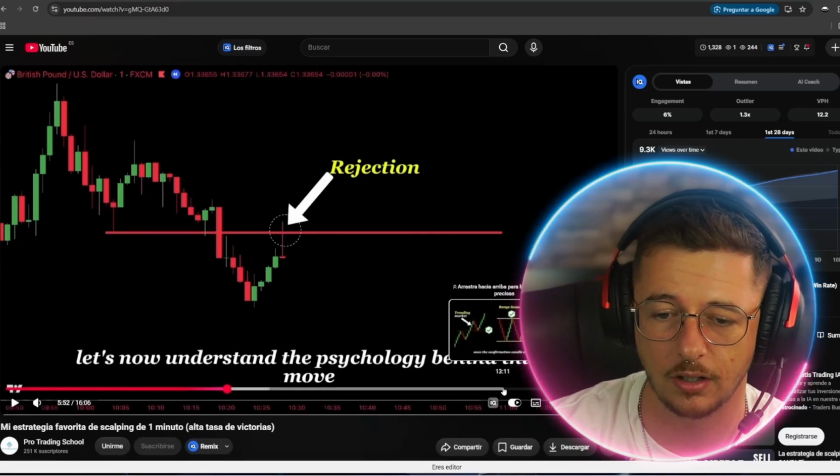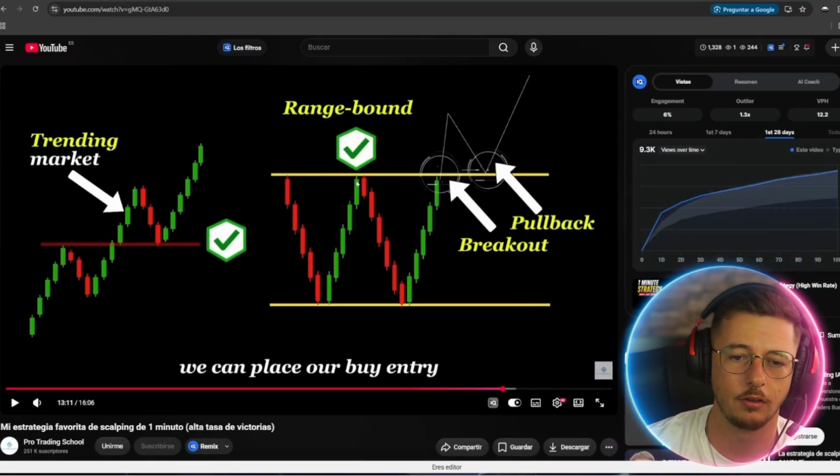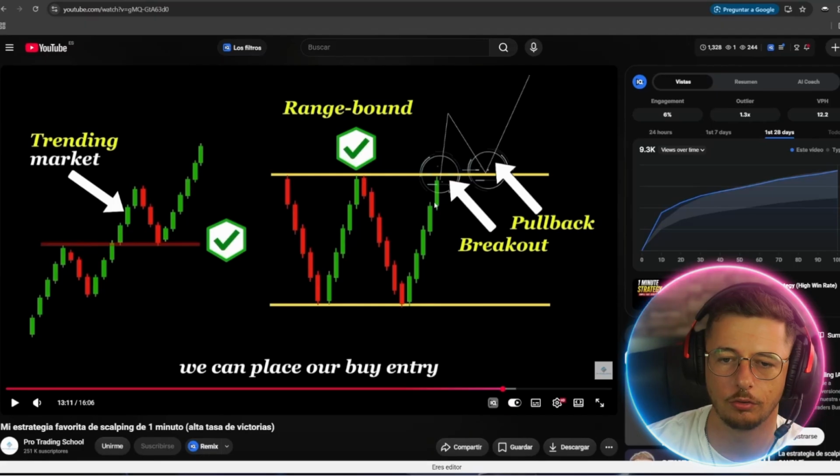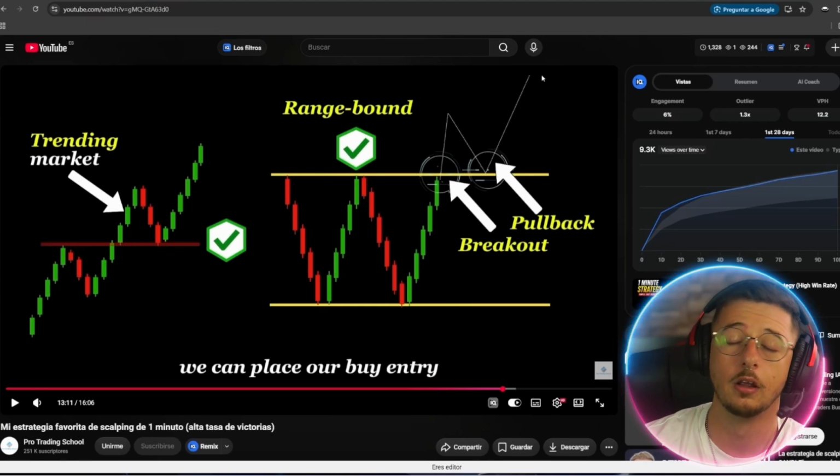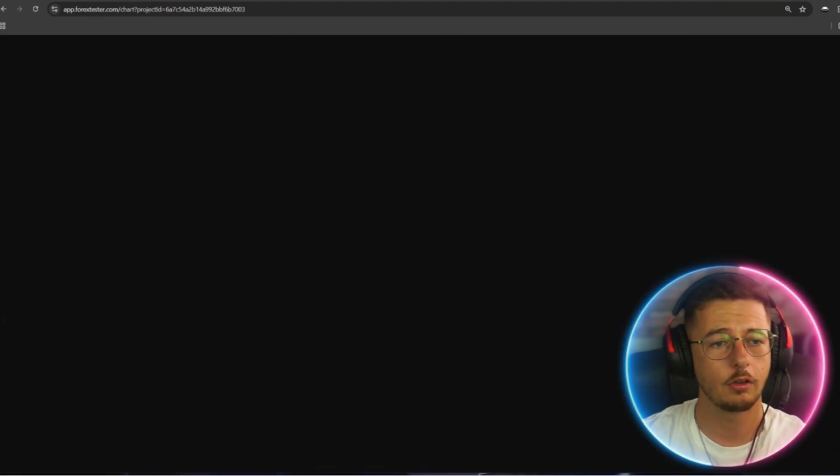Then we've got the range bound, where the price is in a range and it finally breaks out to one side, and we wait exactly the same, so for price to come back down and look for a candlestick pattern and then follow the trend. So let's get into Forex Tester Online.